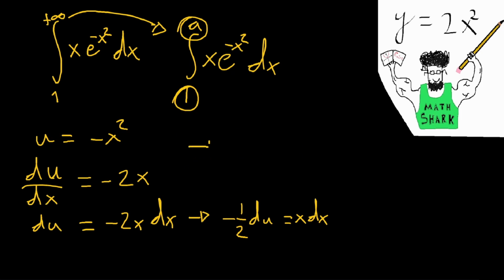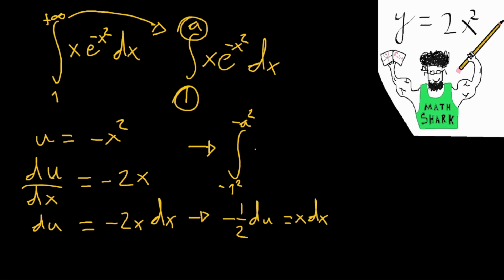So we get the integral in terms of u, the boundary a. You just simply put the x value a into this formula here. So the top boundary in terms of u is minus a squared. And the bottom boundary is minus 1 squared, which is just minus 1. Take note that the minus is outside of the squared, so it stays as a minus 1. And then replace the inside in terms of u.